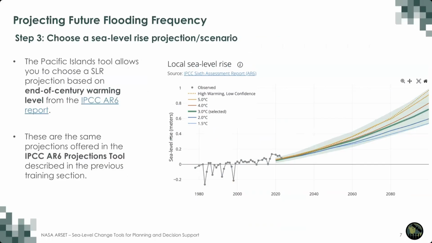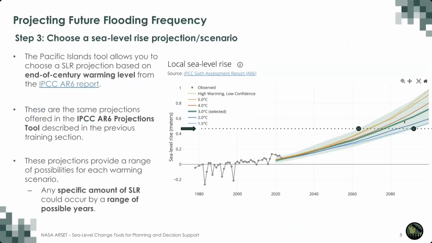Here we have the amount of sea level rise on the y-axis, and time on the x-axis. You can see there's a range of possibilities of sea level rise at any given time for that 3 degrees Celsius end of the century warming scenario. So you can select that here in the tool.